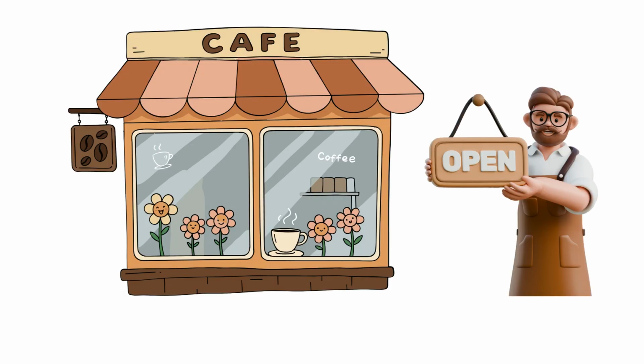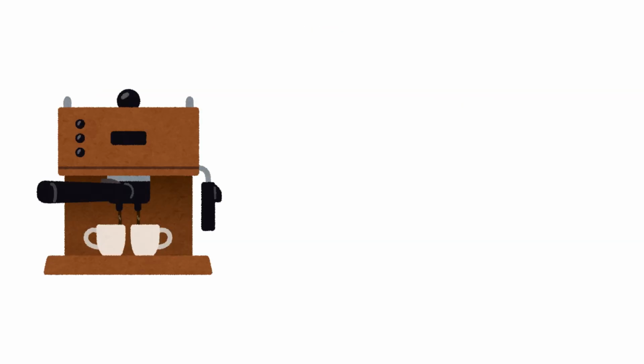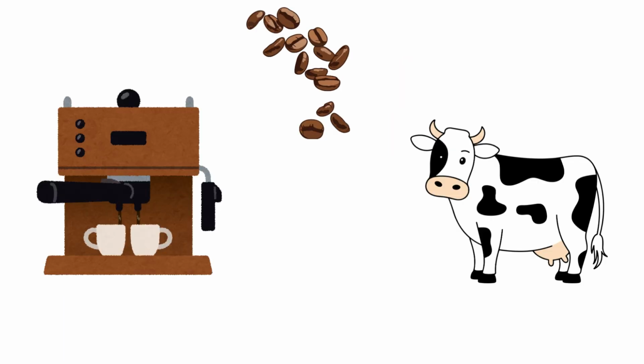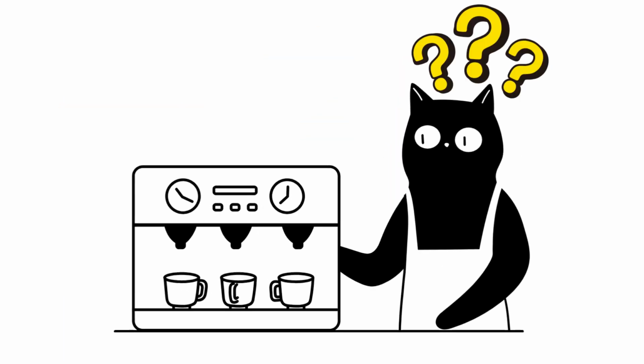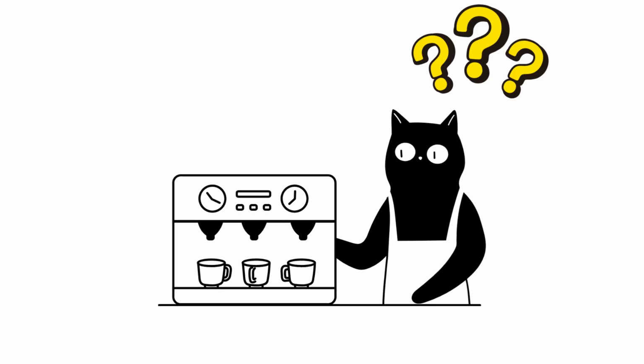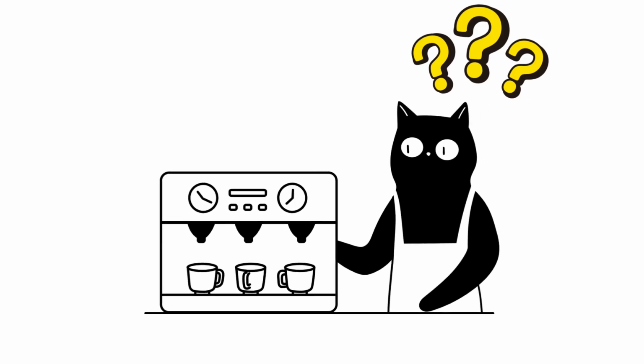Imagine you want to open a coffee shop. You have two options. Option 1, the hard way. You decide to build your own coffee machine from scratch. You grow your own coffee beans. You raise your own cows for milk. Now, what happens when your coffee machine breaks? You have to rebuild the entire thing from scratch.